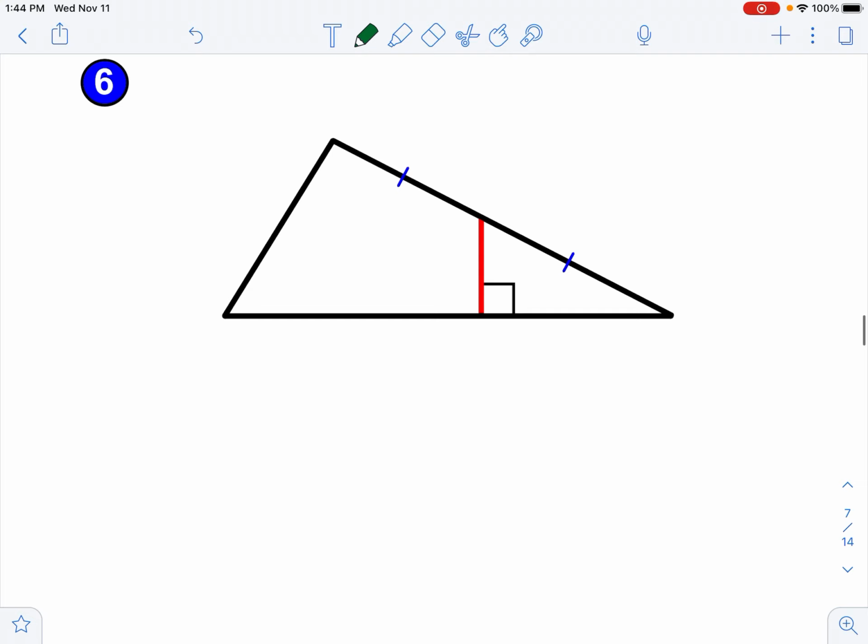Last one does not come from a vertex, so median and altitude are out. But I want to check to see if it's a perpendicular bisector. So I look right here. This is cut into 2 congruent parts. That's a bisector, but it's not perpendicular there also. So this is, once again, neither. If there were marks right here, that would be a perpendicular bisector, but it's not. So this is neither again. It says none.